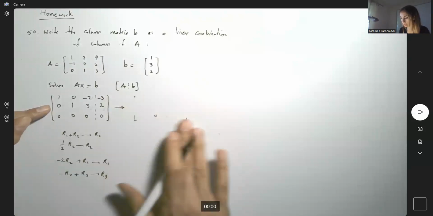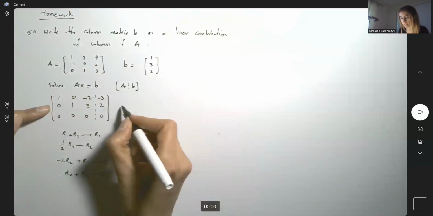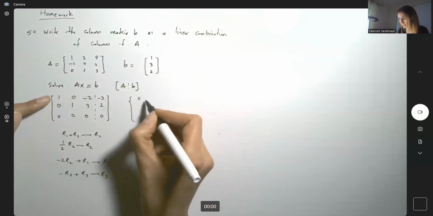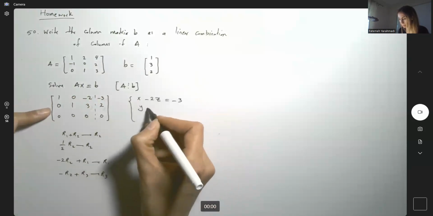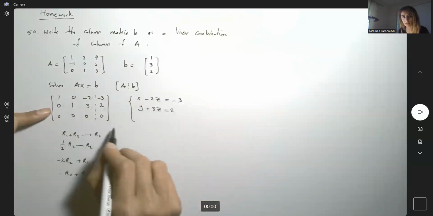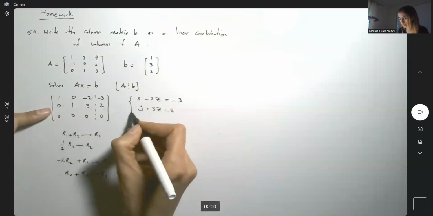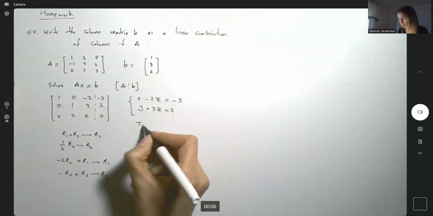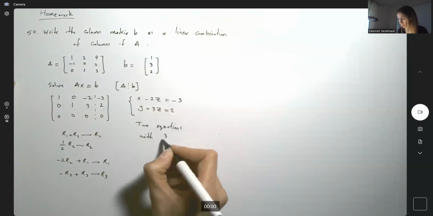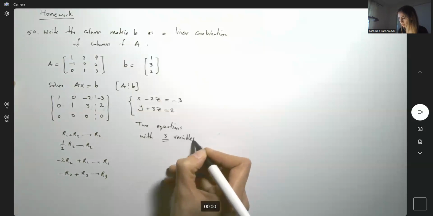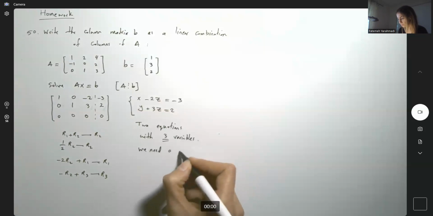Okay. Let us use this new matrix and write the system of linear equations. This guy says, hey, I have x minus 2z equals negative 3. This guy says, hey, y plus 3z is 2. And the last row says 0x plus 0y plus 0z is 0, which is always true. But note that here we have 2 equations with 3 variables. So what's the meaning of that? It means that we need to introduce a parameter.